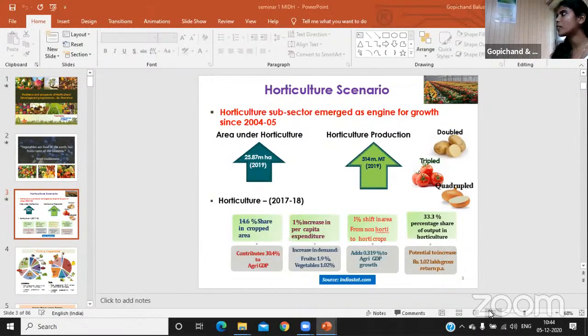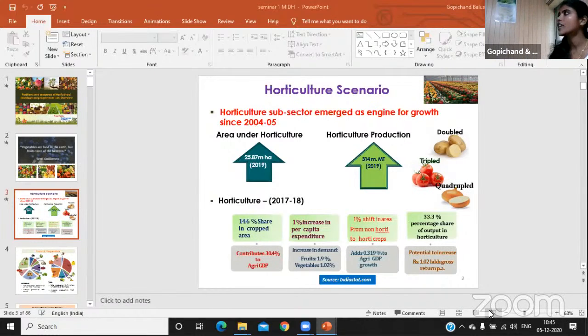This is the overview and mission structure. There is a general council, where the Honorable Prime Minister is the chairman, and an executive committee, where the secretary is the chairman. Then there is the empowered monitoring committee, with an assistant secretary, mission director and joint secretary. The state level executive committee is headed by the Agriculture Production Commissioner, followed by the state mission director. It is implemented at both the state and the central level.